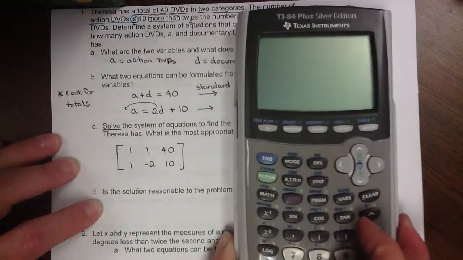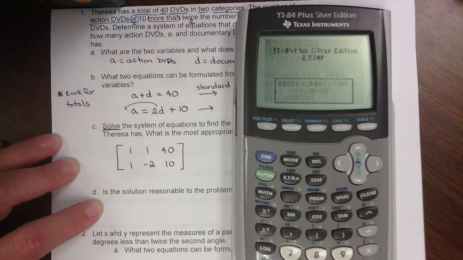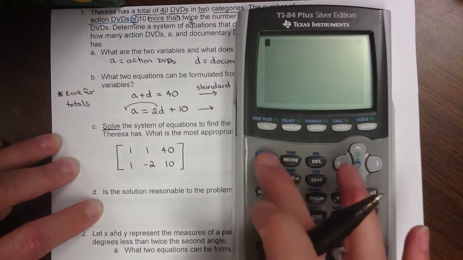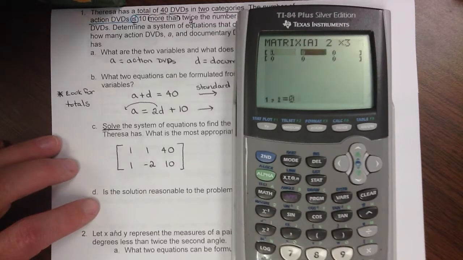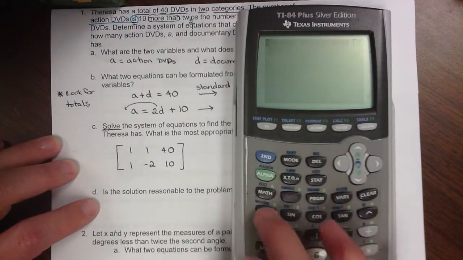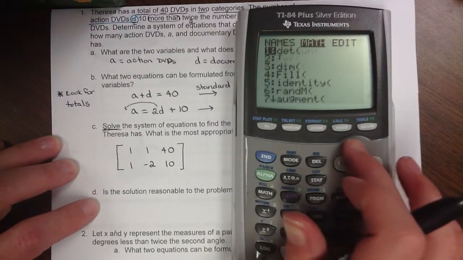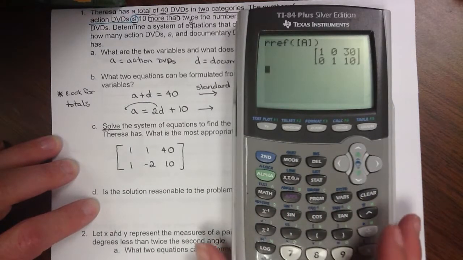So now we're ready to go ahead and solve in our calculator. I'm going to go ahead and hit second plus 712. All that does is clear my calculator. So now second matrix, go over to edit. This is a 2 by 3. And now I enter my numbers. 1, enter, 1, enter, 40, enter. 1, enter, negative 2, enter, 10, enter. Then we do second, quit, second matrix, go over to Math, toggle up to RREF, reduced row, second matrix, pick A, close parentheses, and there's our answer.